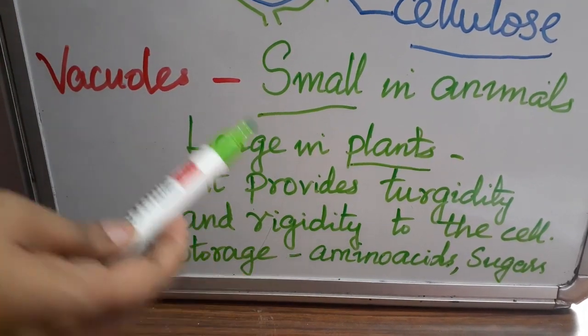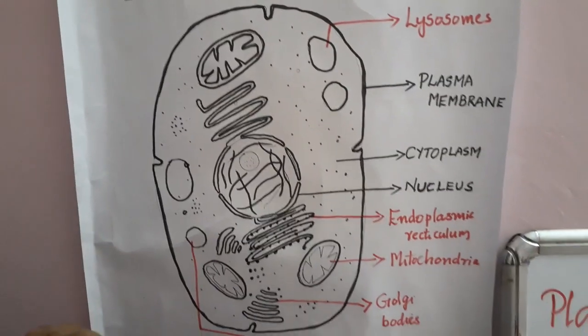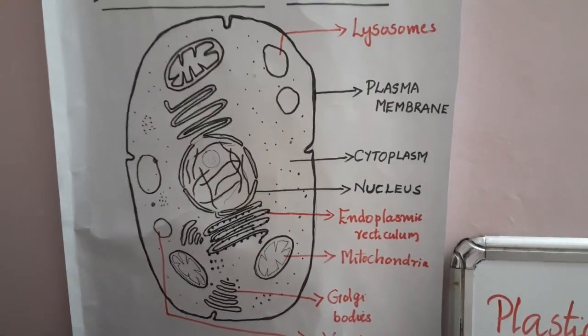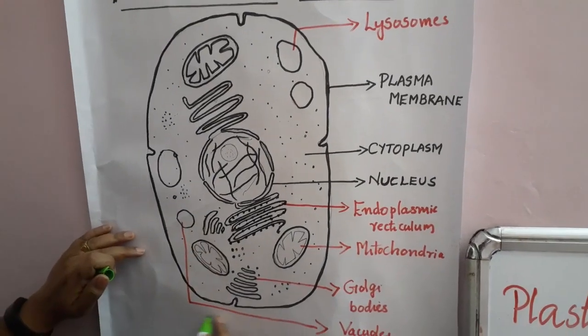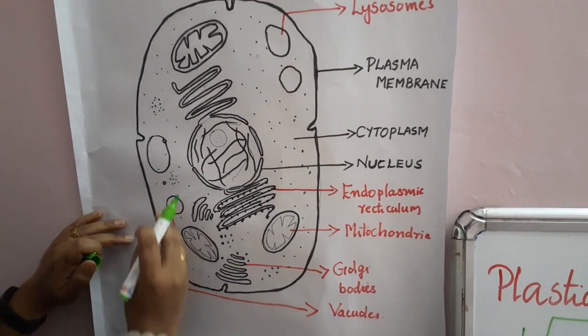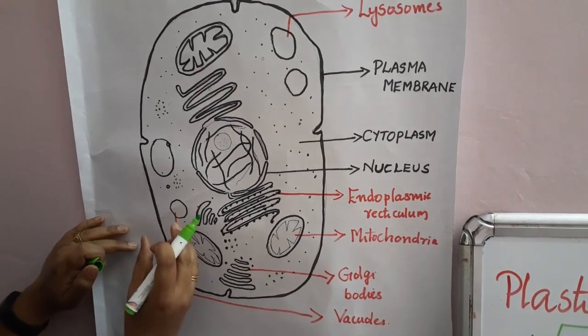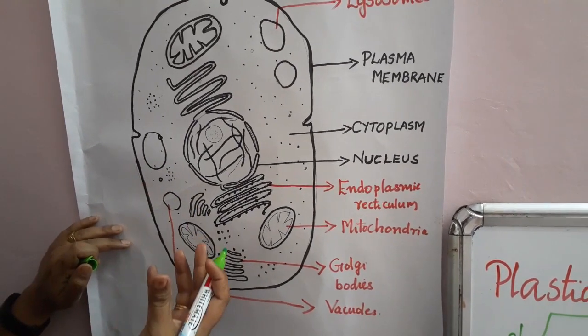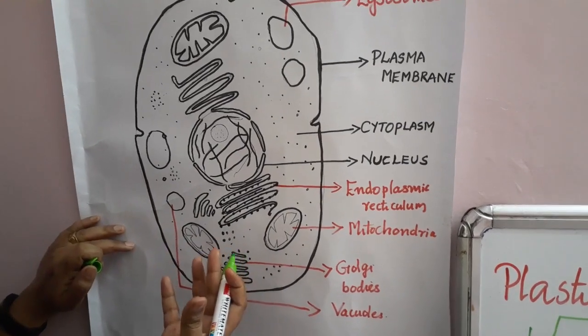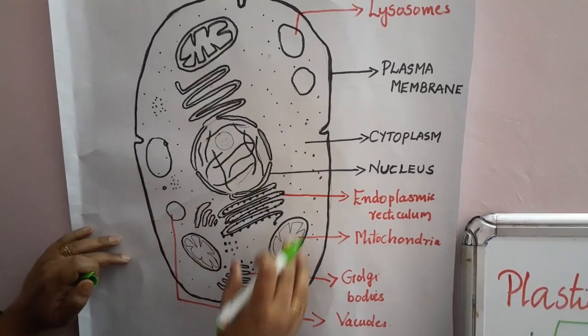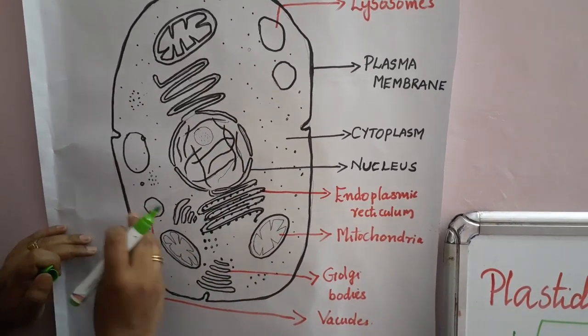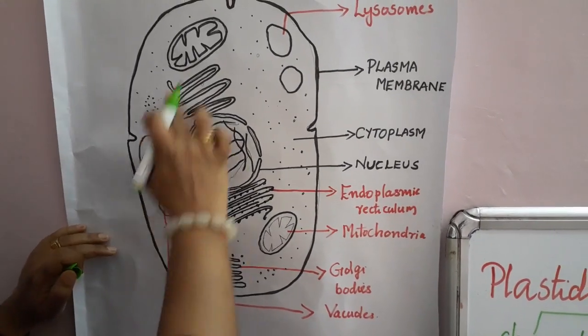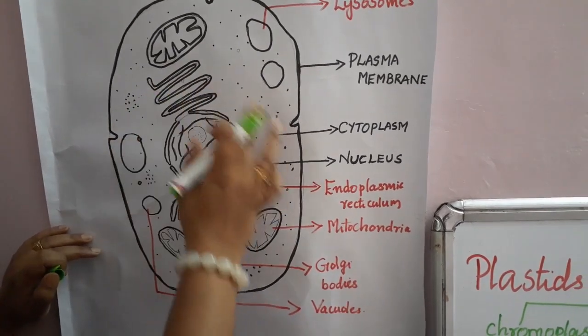Okay, so let's see the structure once again. See the structure of the cell. You can see here vacuoles are some bag-like sacs or bag-like structures which will store some materials, maybe liquid or solid. In the case of this animal cell, the vacuole is small. In the case of a plant cell, it will be a little more large.